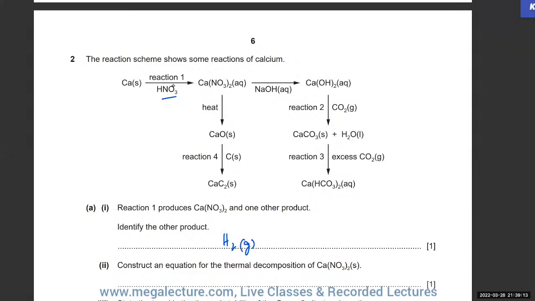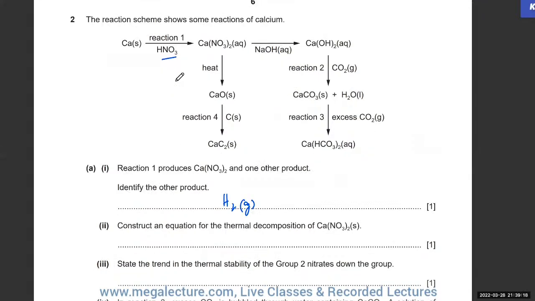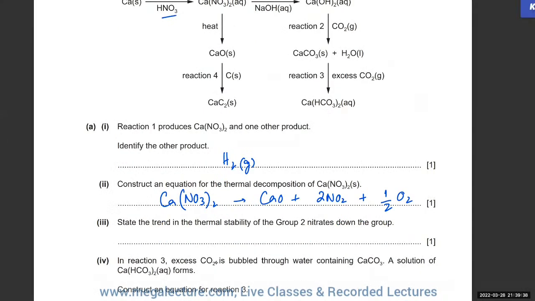Then you have construct an equation for the thermal decomposition of calcium nitrate. This part over here, so you can do that. Nitrates always decompose to form a metal oxide plus NO2 plus O2. No need to write state symbols since it's a 1-mark question. State the trend. So the carbonates and nitrates become more stable down the group.